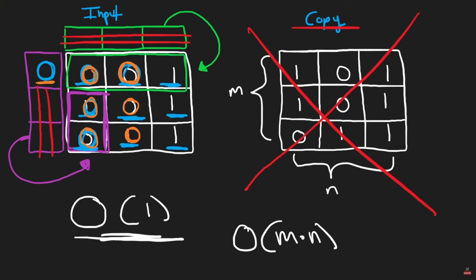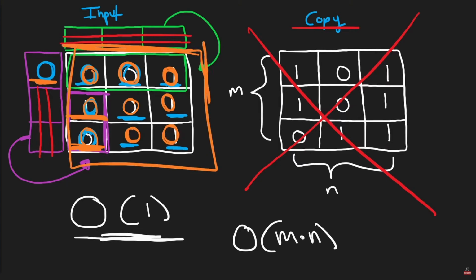Next, let's go through the rows. So this row needs to be zeroed out, so we can change this to a 0. This row needs to be zeroed out, so we can change this to a 0. The third row also needs to be zeroed out, so we can change this to a 0. Now the entire thing is 0, which is the result that we expected. But the good thing about this solution is we did it in place. All we really needed was one extra variable.